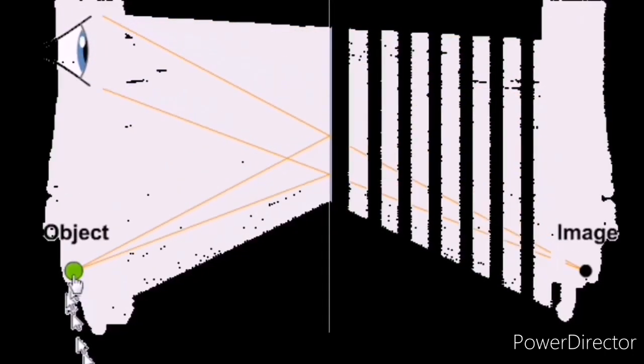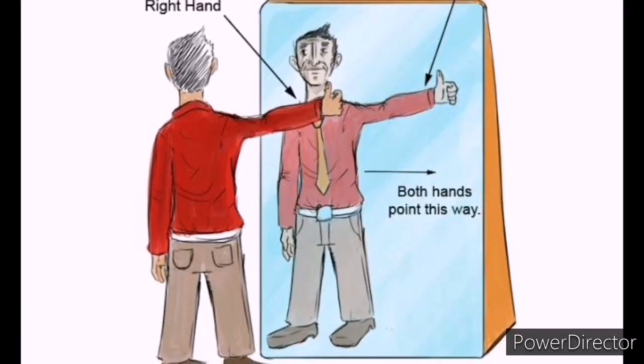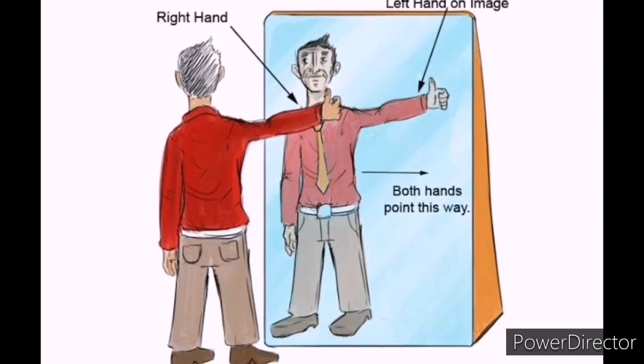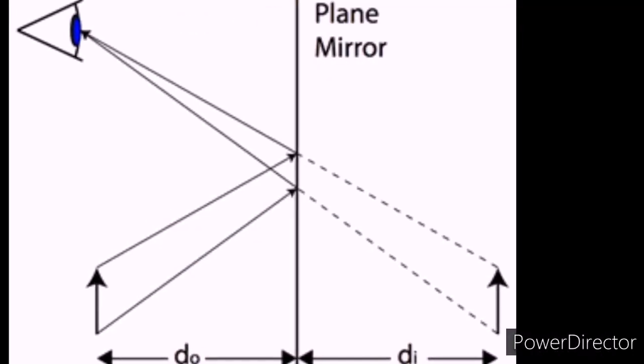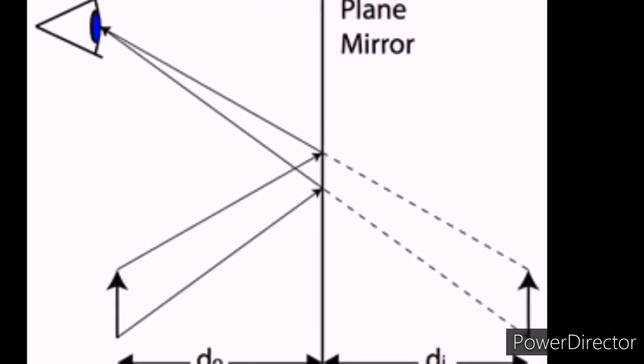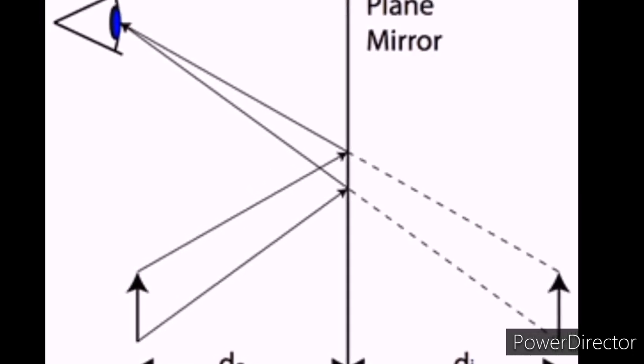Characteristics of the image formed in a plane mirror. Images formed by mirrors are always virtual and erect. The size of the image is always equal to the size of the object, and the image is laterally inverted. The image formed by the plane mirror is as far behind the mirror as the object is in front of the mirror.